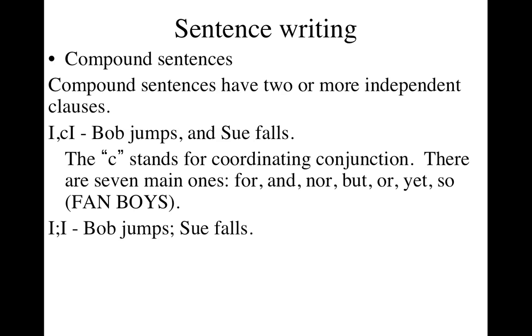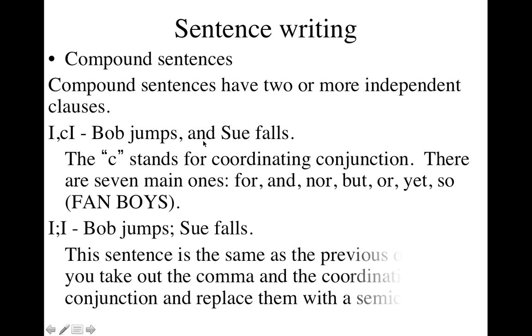Bob jumps, semicolon, Sue falls. If you look here, you can see that right here you have your semicolon. And up here you have a comma and a coordinating conjunction. Basically, all you do with an I, semicolon I, a compound sentence with a semicolon in the middle, is you take out the comma and the coordinating conjunction and you replace them with a semicolon. Bob jumps, semicolon, Sue falls.